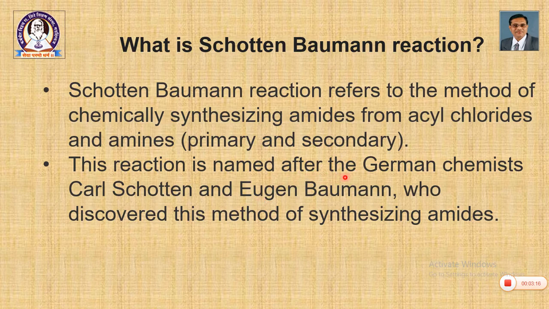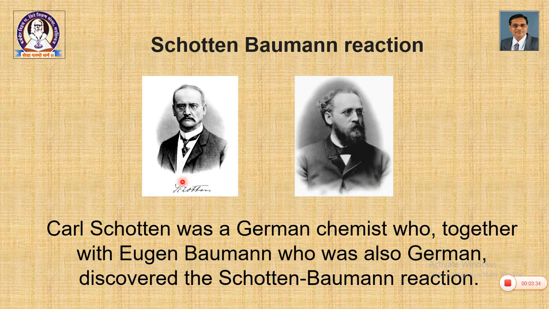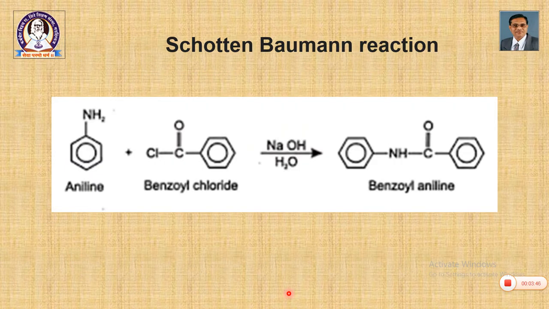This reaction is named after the German chemists Karl Schotten and Eugen Baumann, who discovered the method of synthesizing amides. So, amine into amide is the change. In the first case it was into isocyanide. Karl Schotten was a German chemist who, together with Eugen Baumann, also German, discovered the Schotten-Baumann reaction. It is named after them; it is a name reaction.